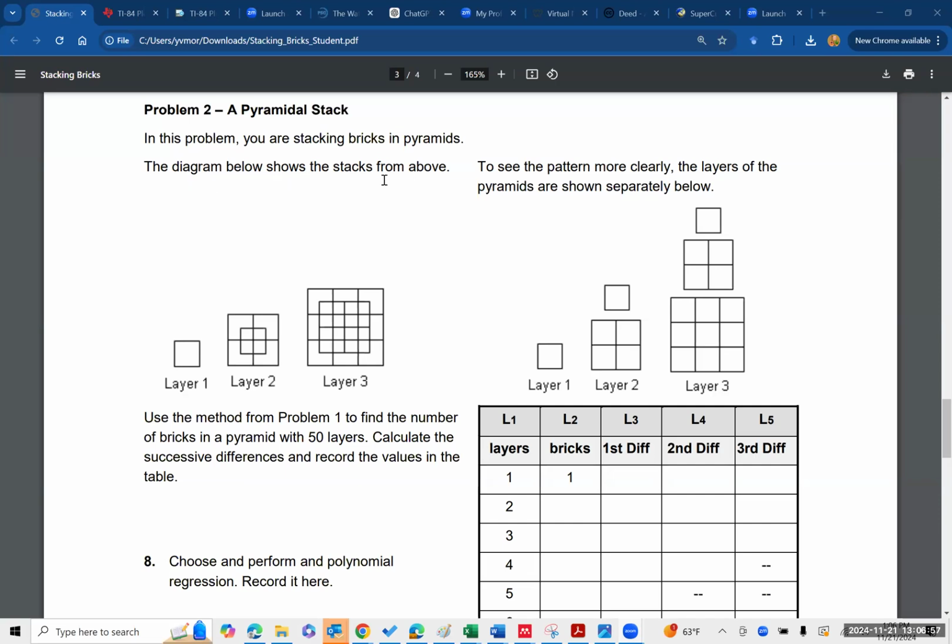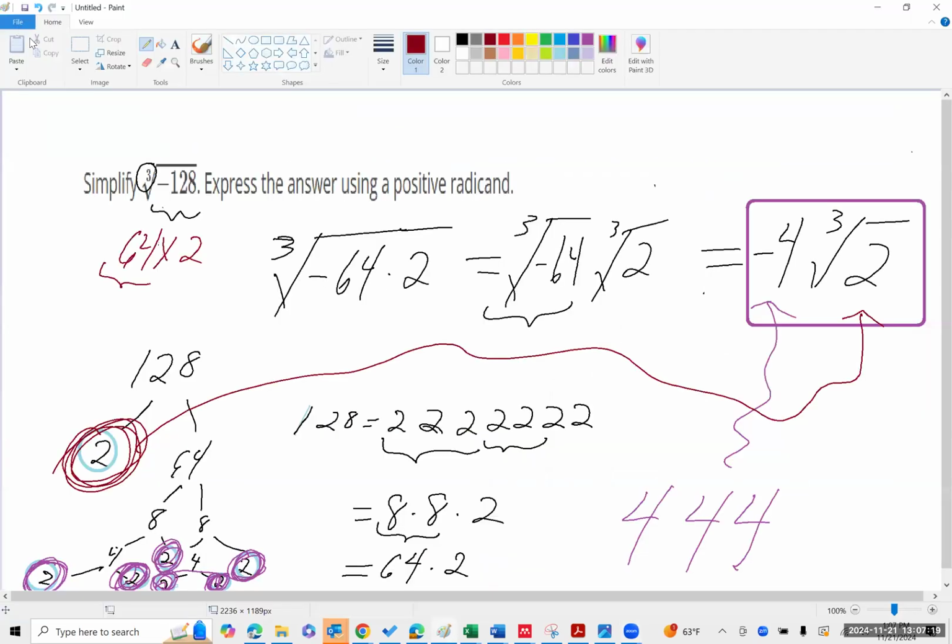The diagram below shows the stacks from above. To see the pattern more clearly, the layers of the pyramids are shown separately below. I feel like the pictures are not being helped by the fact that they're not three-dimensional, so I wanted to get some dimension in there.